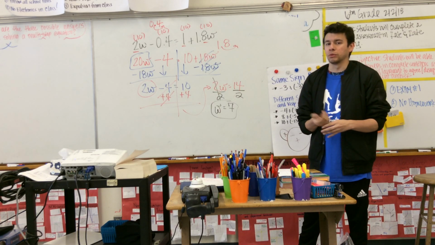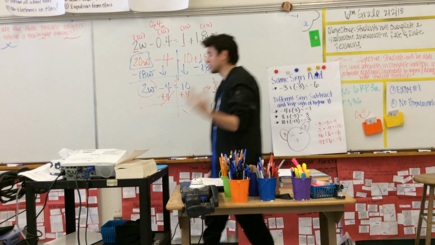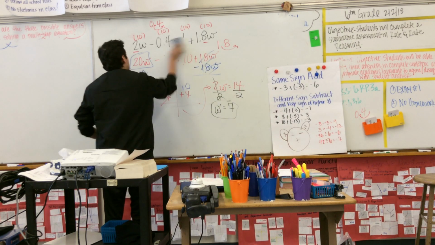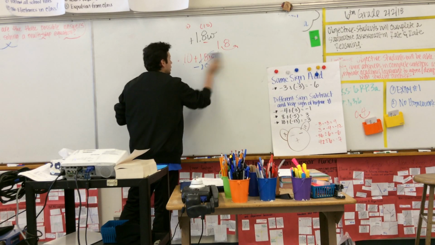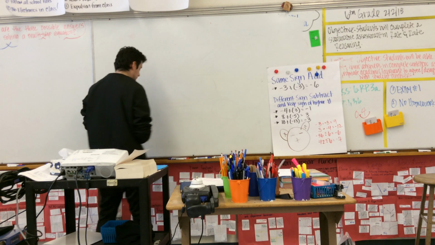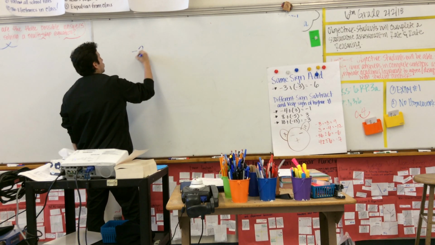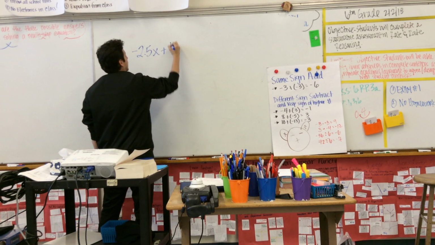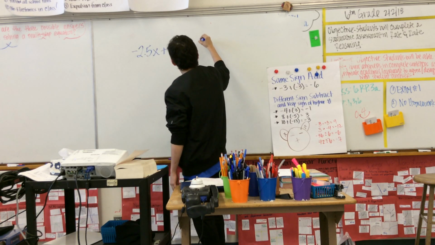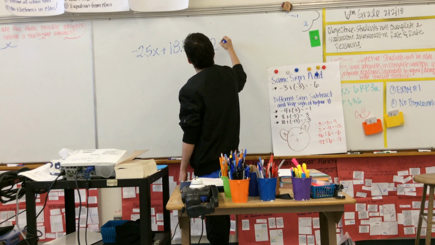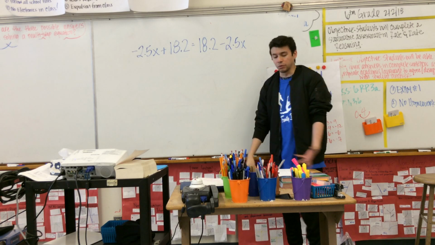Now, a lot of you guys are like, well, you never threw a special case. Here, let me give you a special case. I'm going to make this up, okay? Copy it in your notebook. This is a new problem because I did not go over it in class. Let's say you get negative 2.5x plus 18.2 equals 18.2 minus 2.5x. Multi-step equation.